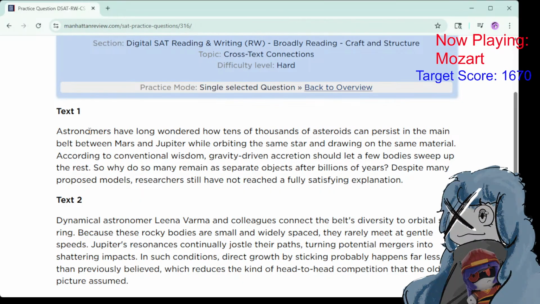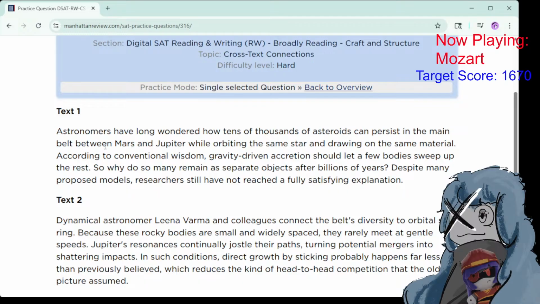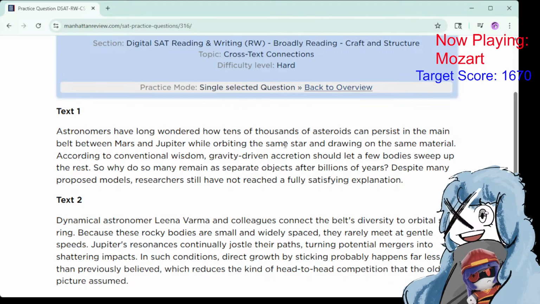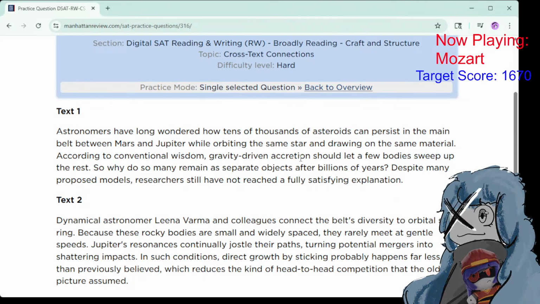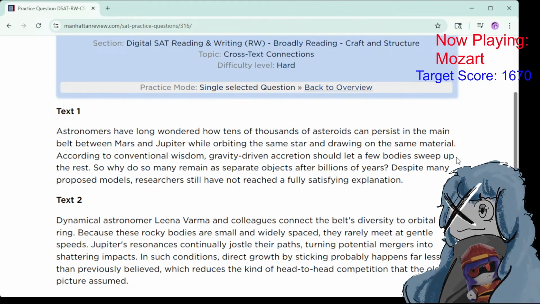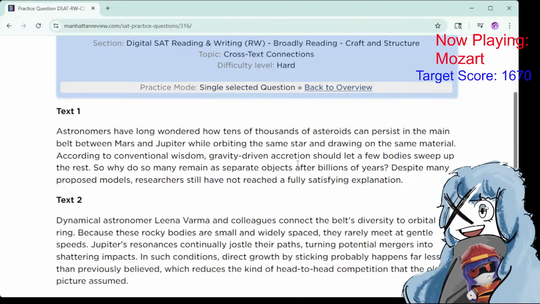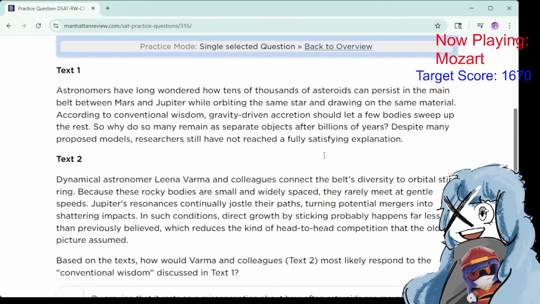Astronomers have long wondered how tens of thousands of asteroids can persist in the main belt between Mars and Jupiter, which is between the terrestrial planets and the gas giants. So that's one of the asteroid belts. Mars and Jupiter, while within the same star and drawing on the same material, according to conventional wisdom, gravity-driven accretion should let a few bodies sweep up the rest. I think that's talking about how they're going to form one giant body instead of a bunch. So why do so many remain as separate objects after billions of years? Despite many proposed models, researchers still have not reached a satisfying explanation.